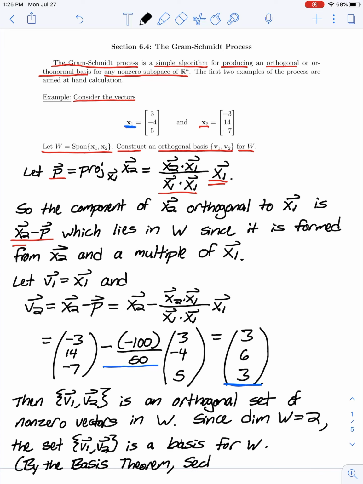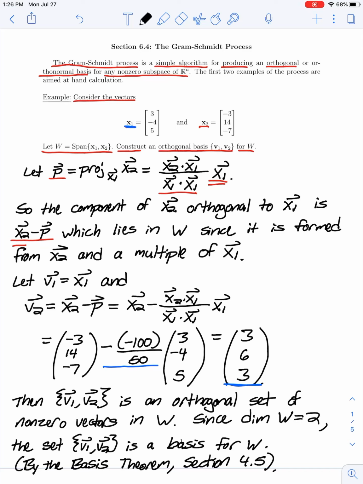Which was from section 4.5. So it said any linearly independent set of as many vectors as the dimension of our subspace would then be a basis for that subspace. So since we have 2 linearly independent vectors, v1 and v2, they're linearly independent because they are an orthogonal set of vectors, and the dimension of W is 2, that means that that set is a basis. So here we've constructed an orthogonal basis for our space W.